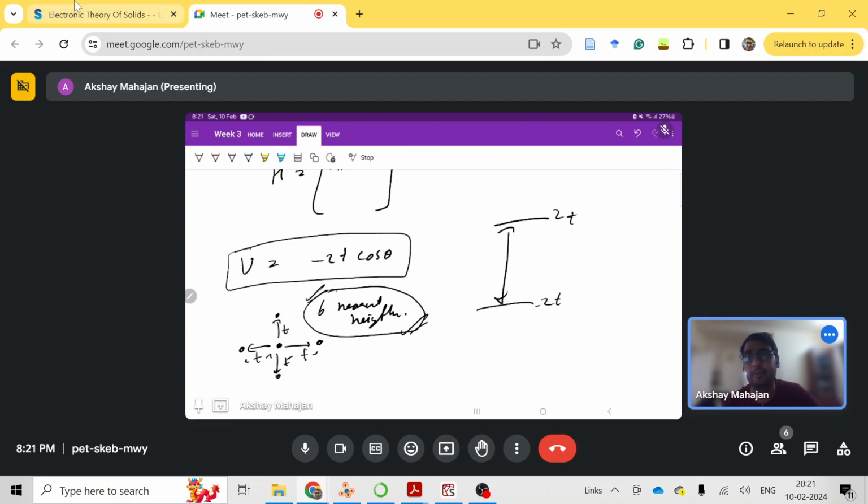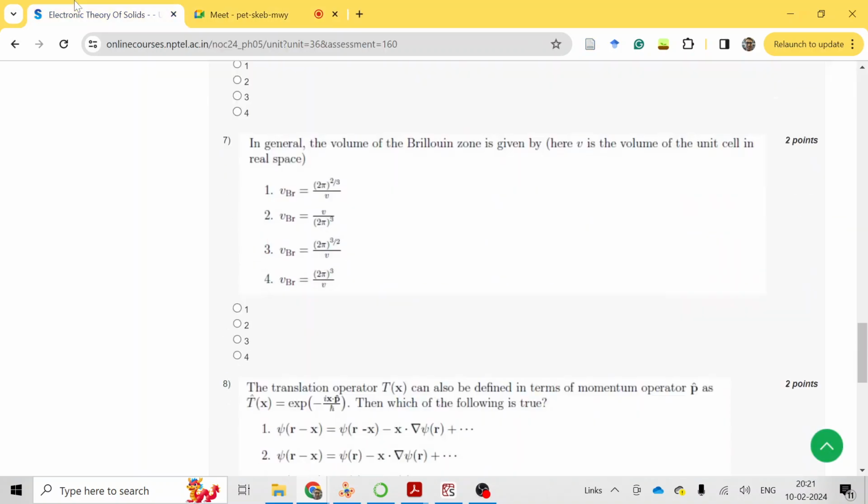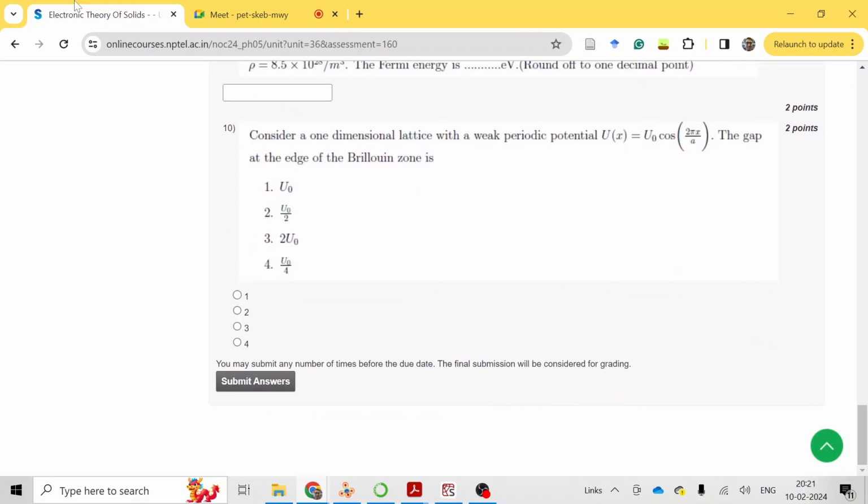And the question: consider a one-dimensional lattice with a weak periodic potential. The gap at the edge of the Brillouin zone is... For the Brillouin zone, I also can't discuss this right now.